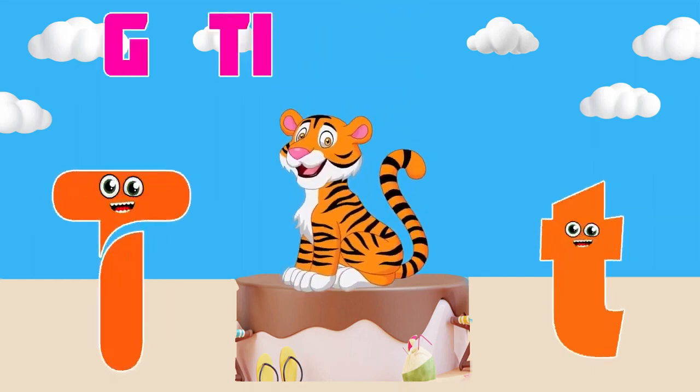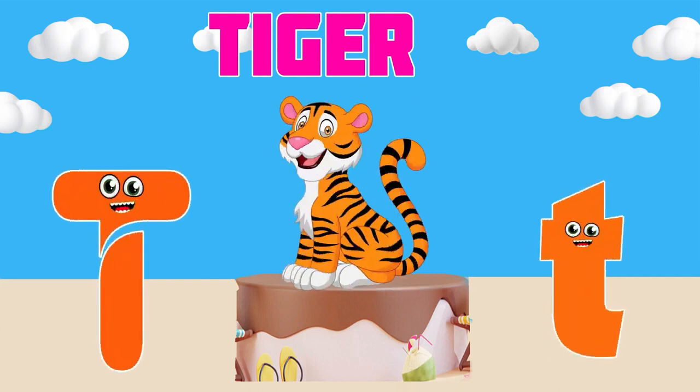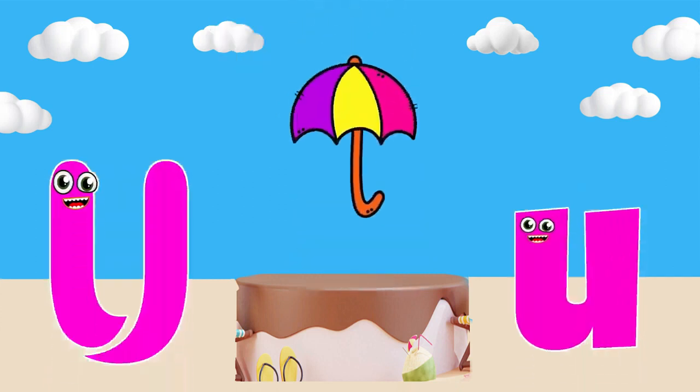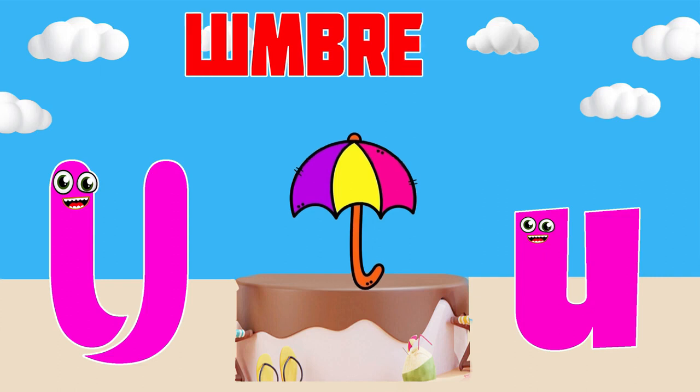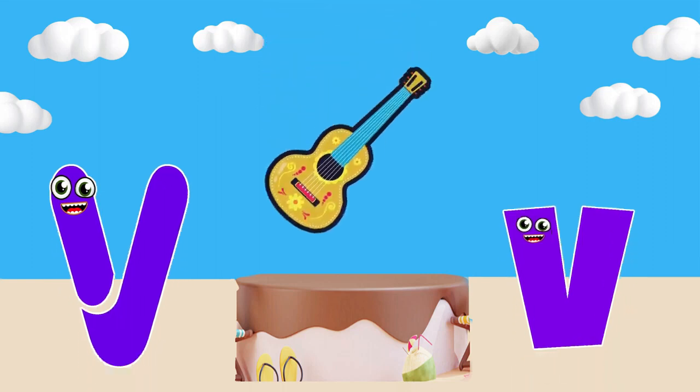T, tiger. U is for umbrella. Umbrella. U, umbrella. V is for violin.